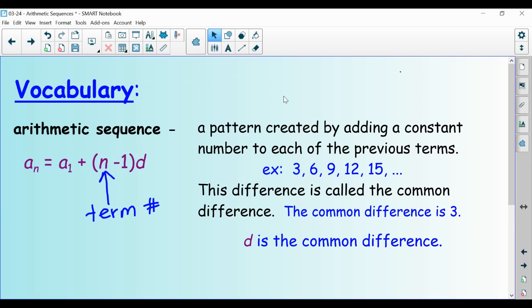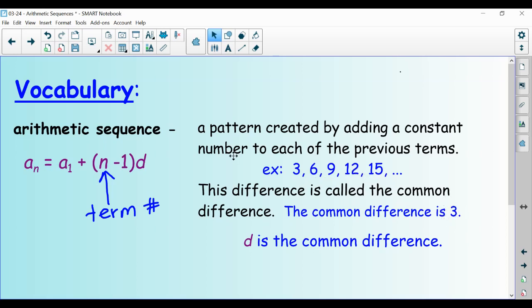An arithmetic sequence is just a pattern created by adding the same number each time to a previous term to get to the new term. Here's an example of a sequence: 3, 6, 9, 12. To get from 3 to 6, I'm adding 3. To get from 6 to 9, I'm adding 3. To get from 9 to 12, I'm adding 3. That constant that we continually add is called a common difference because we have the same number we're adding each time. Notice that it's increasing, so that common difference is a positive 3.